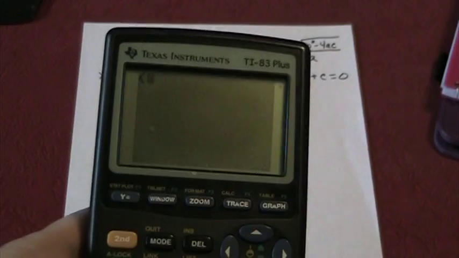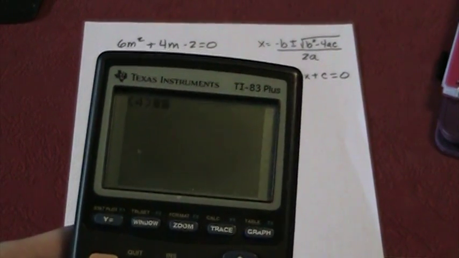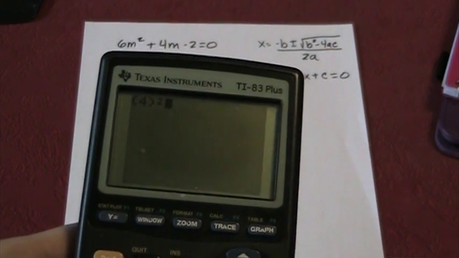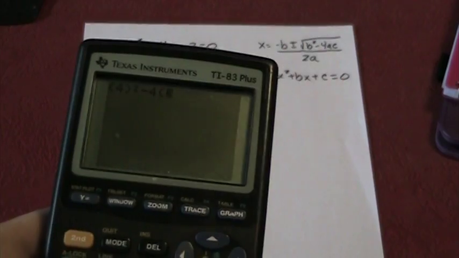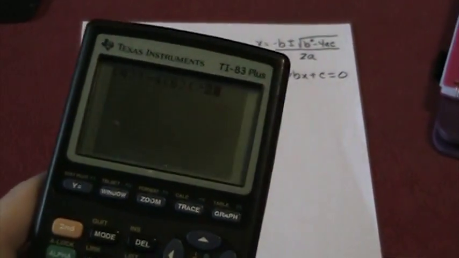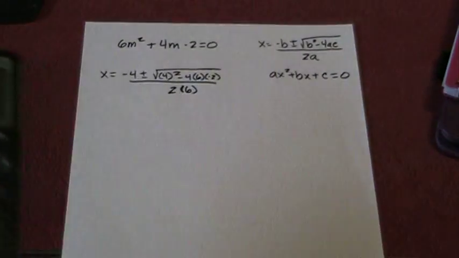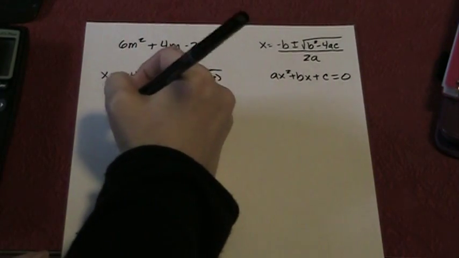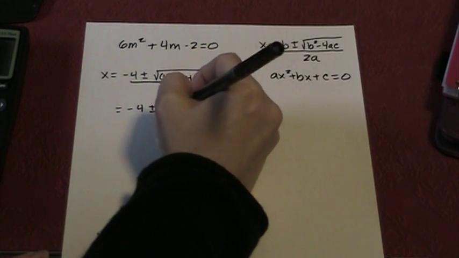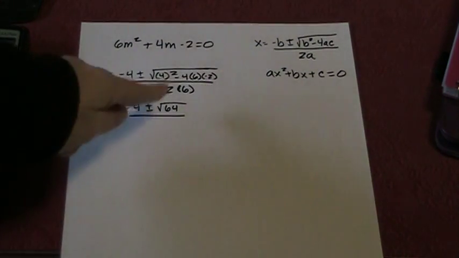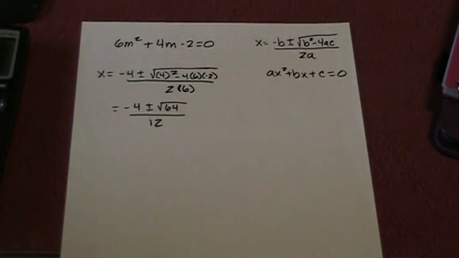So exactly how you have it written out, parentheses and all. That would be 4 squared minus 4 times 6 times -2, and that is 64. So I replace the radicand with 64, which is what it's equal to. And then I can also multiply the 2 times 6 in the denominator, which would be 12.